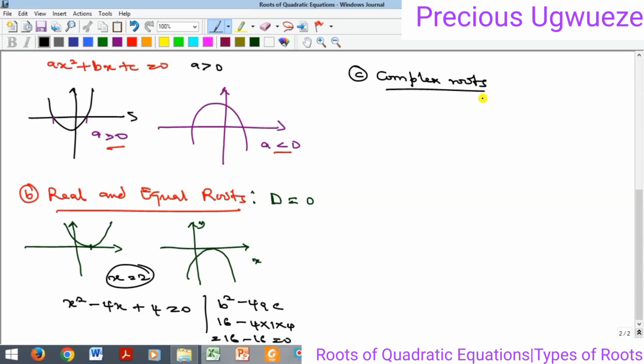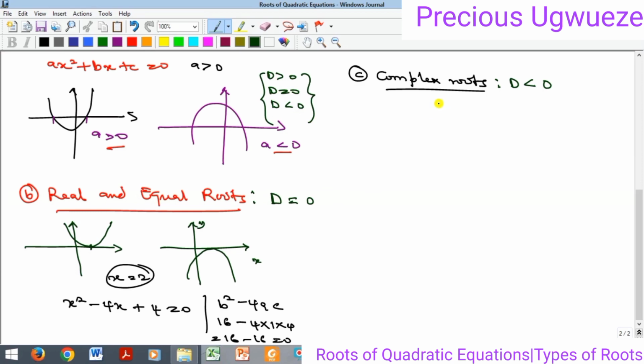Okay, complex roots. So what condition gives us complex roots? For us to have complex roots, the discriminant must be less than 0. So these are the three conditions: when d is greater than 0, when d is equal to 0, and when d is less than 0. For each of these cases, you are going to have a different nature of roots.